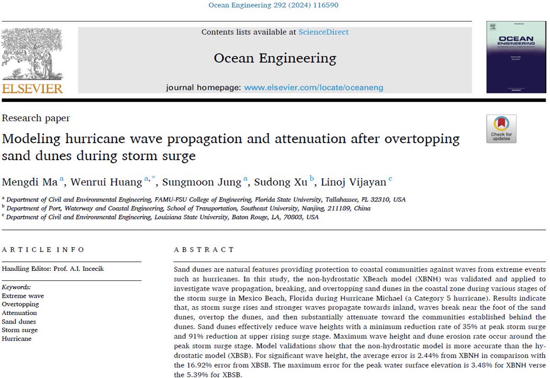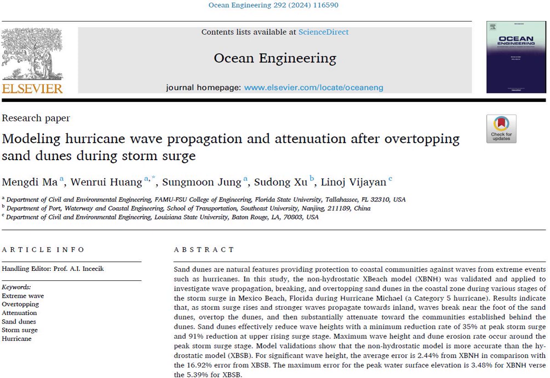We all know the damage that hurricanes can inflict, but quantifying the protective role of sand dunes is really crucial for coastal management, especially as we see more intense storms these days. This study uses XBeach to simulate how hurricane-generated waves behave as they travel from the open ocean, across the beach, over the dunes, and finally into the community behind them.